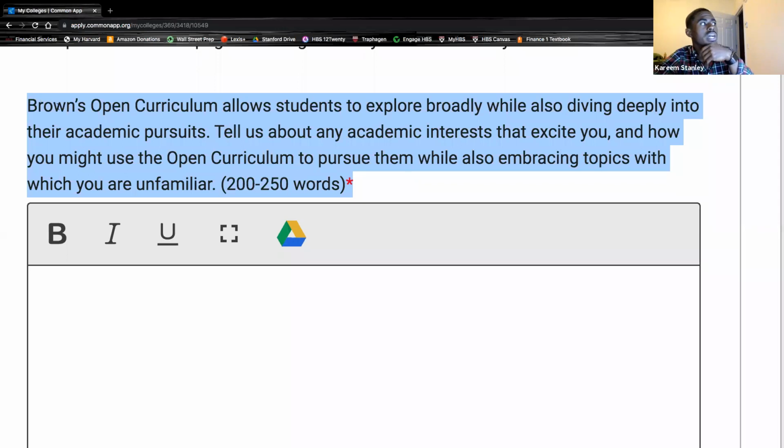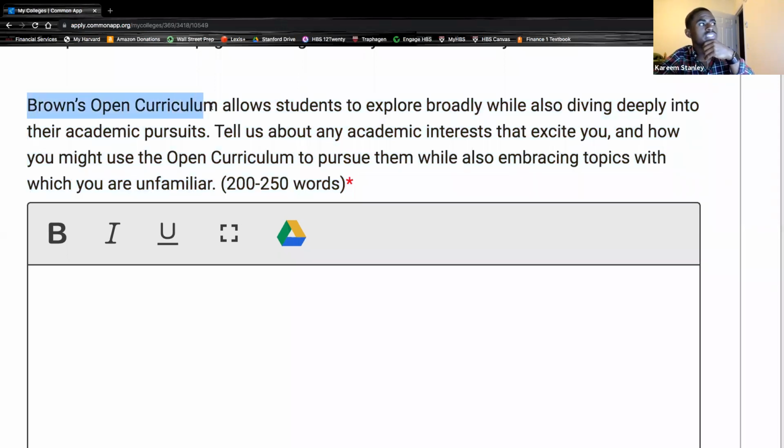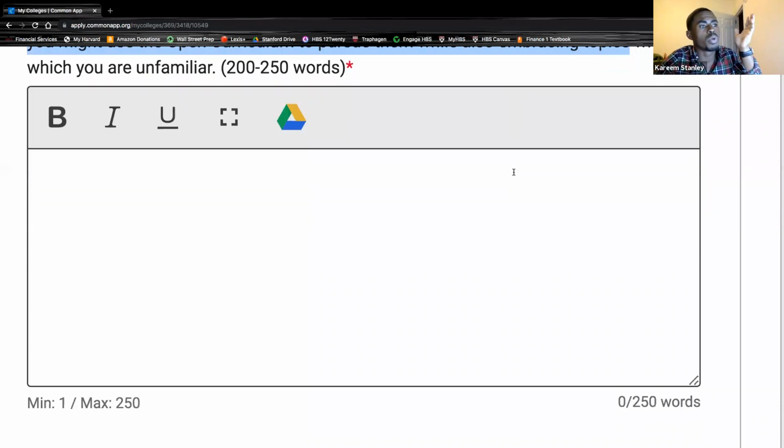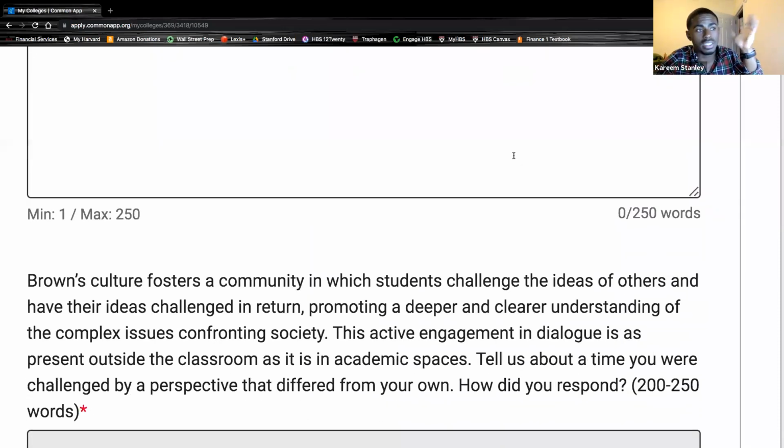So notice how this question highlights Brown's open curriculum. This is very similar to the model that Columbia has, which is the core curriculum, which essentially is that all students should take the same core courses so that they are at the same level of understanding, and then they can from there branch out and do whatever specific concentration they'd like to do. So you should know that about Brown. You should know what type of academic interests excite you so that you can use the open curriculum to pursue them. So understand what their value add to you is, and respond to that.